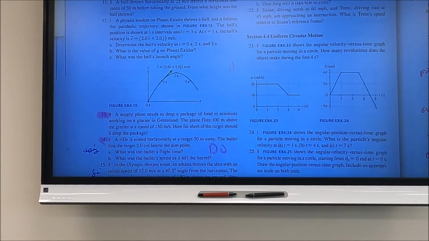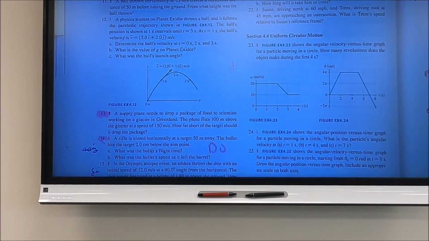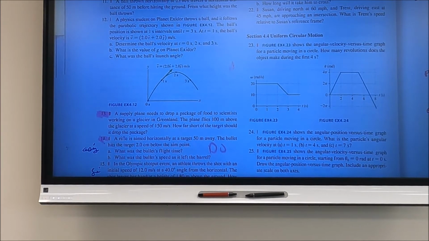Problem 13. It says a supply plane needs to drop a package of food to scientists working on a glacier in Greenland. The plane flies 100 meters above the glacier at a speed of 150 meters per second. How far short of the target should it drop the package? Okay, guys, let's start looking at how we'd approach this.